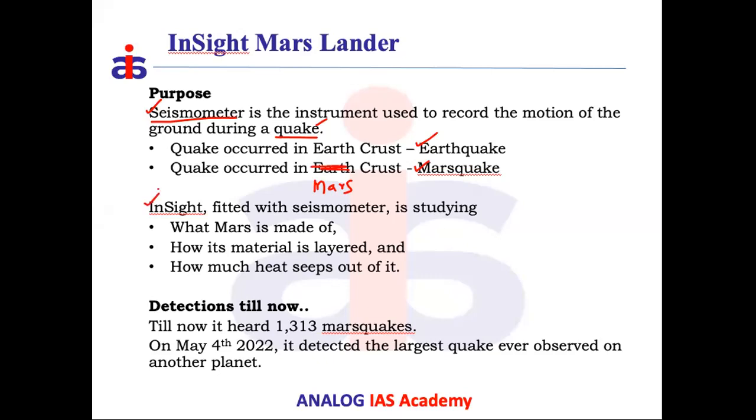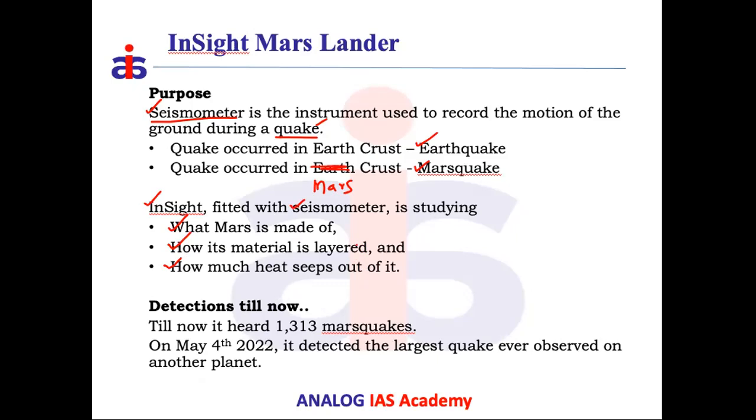And this InSight lander is specifically fitted with a seismometer, which wants to record the disturbances inside the Mars crust. By recording those disturbances, NASA wants to study what Mars is made up of, that means the crust material composition, right? And how the different materials are layered one upon another, and how heat seeps out from the lower layers of the crust, where too much heat is trapped, to the open atmosphere, meaning above the crust.